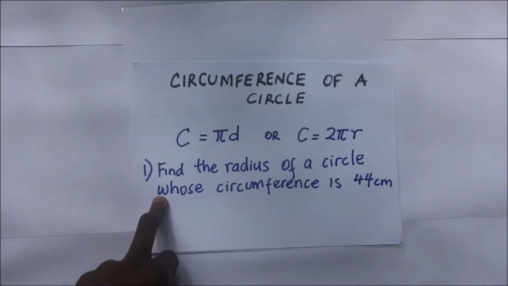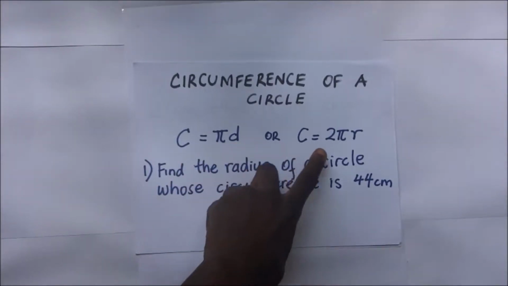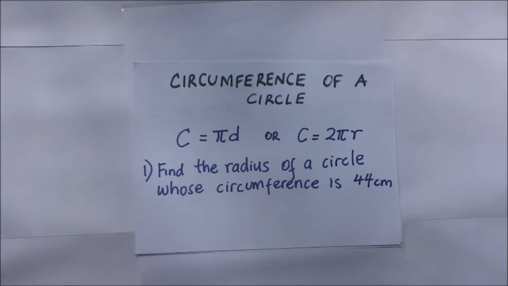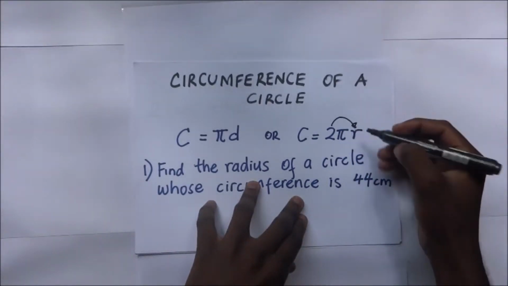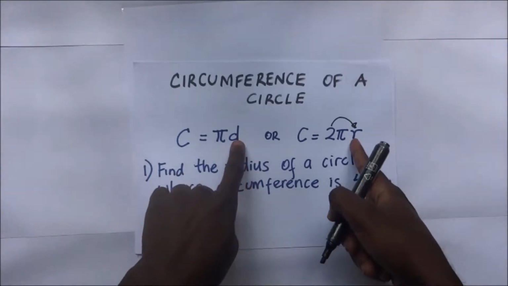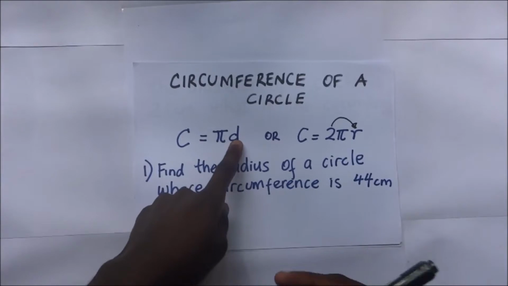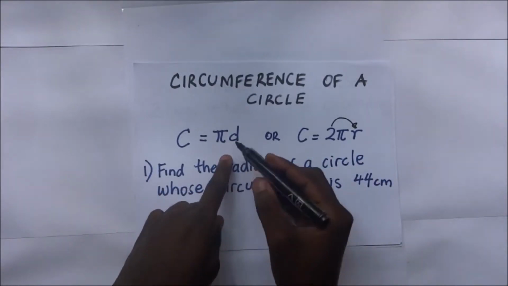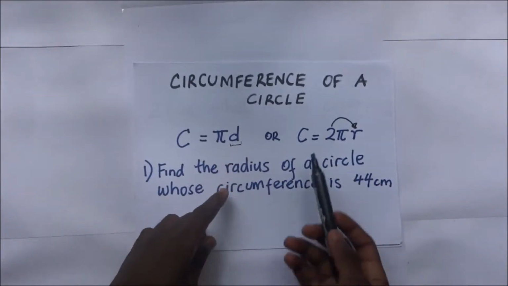Now, there's a formula for circumference of a circle. Circumference is equal to pi d, or circumference is equal to 2 pi r. Of course, these two are equivalent, because we know that the diameter of a circle is equivalent to 2 times radius. So when we replace this d with 2r, it becomes 2 pi r.